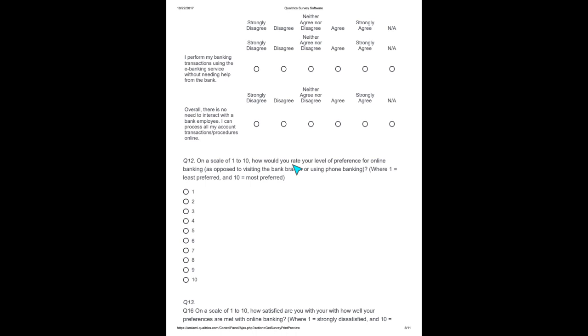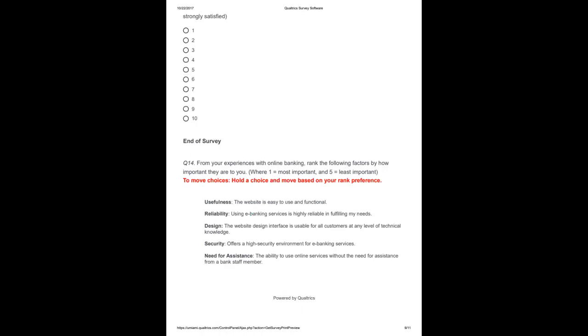Here, how you rate your level of preference, and, yeah, there's still one more page. Yes, here. From your experience with the online banking, rank the following factors, where 1 is the most important, 5 is the least important.